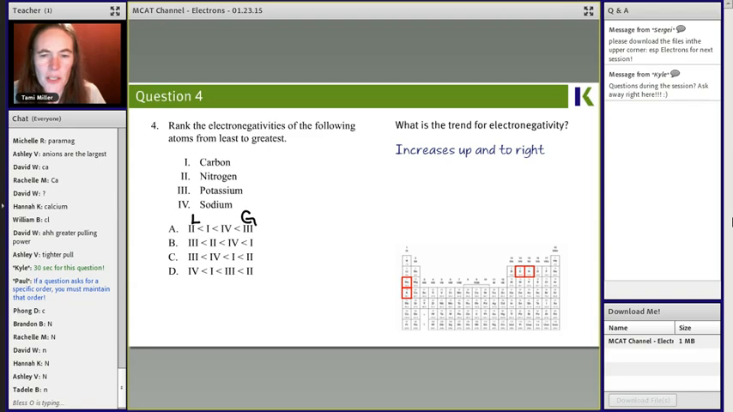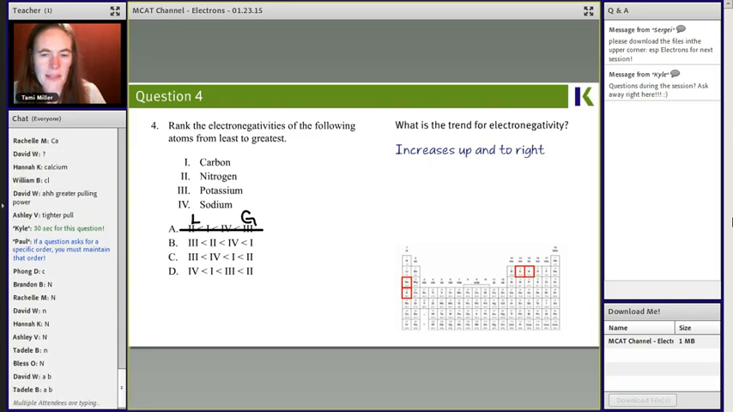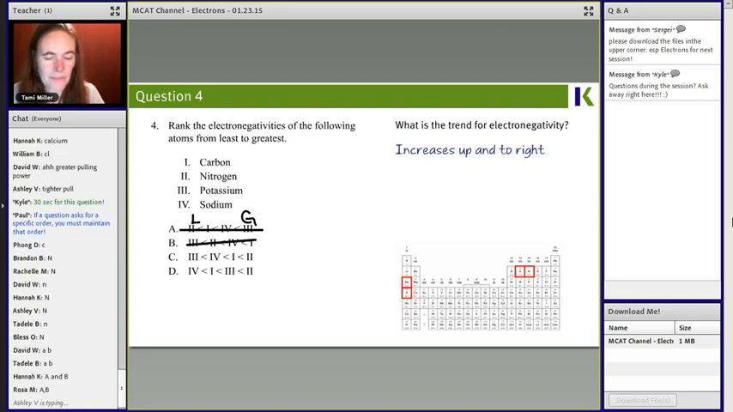Oh, yes, nitrogen is more electronegative. So 2 should be greater than 1. So what does that eliminate? Well, that eliminates A. That eliminates B. Love it. Now let's look at sodium and potassium. If it increases as we go up, sodium is going to be more electronegative than potassium. So that means that 4 has to be greater than 3. Notice that eliminates D. I'm left with answer choice C.